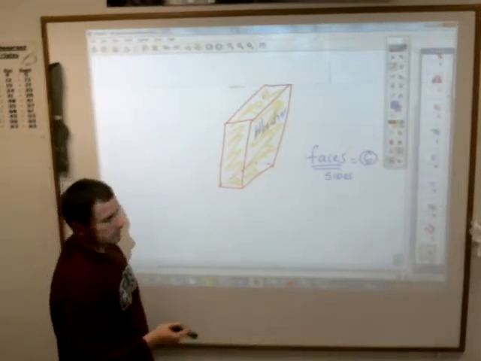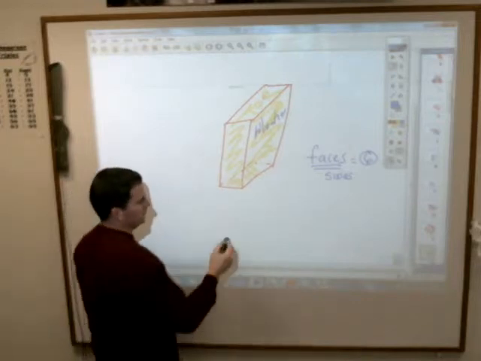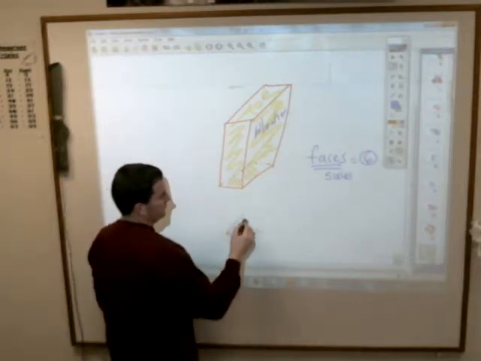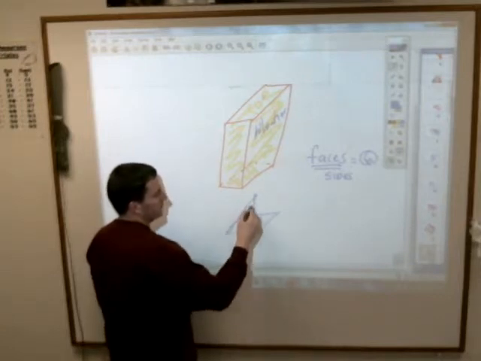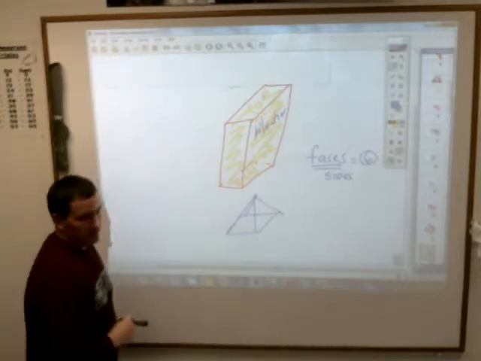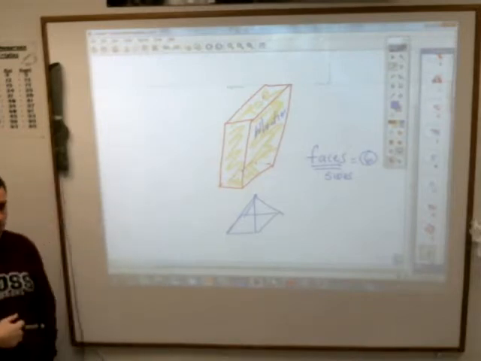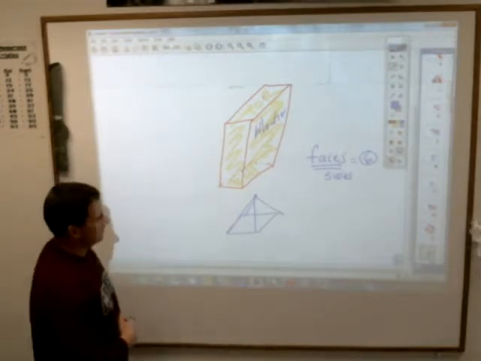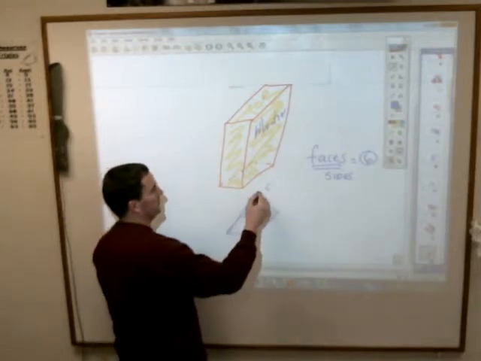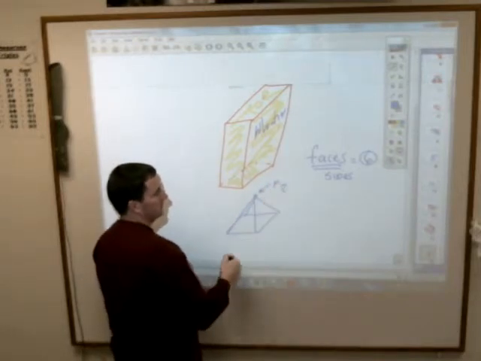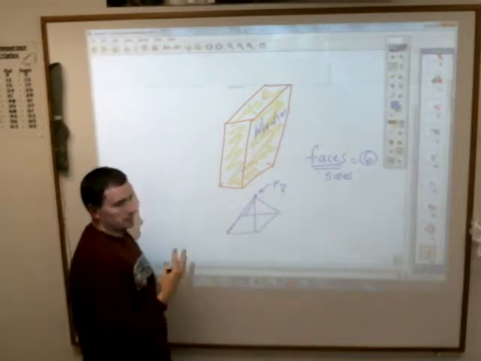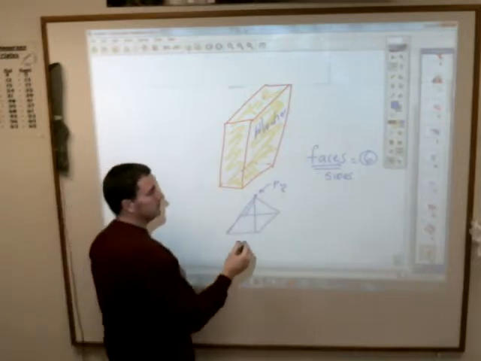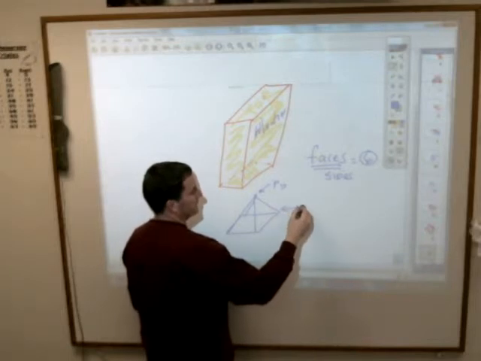Not all shapes have 6. If I asked you how many faces a rectangular pyramid had, well, you've got the bottom, that's 1, and then how many sides make up to the point? Just 4 more. So a total of how many? Yeah, this has 5 faces.